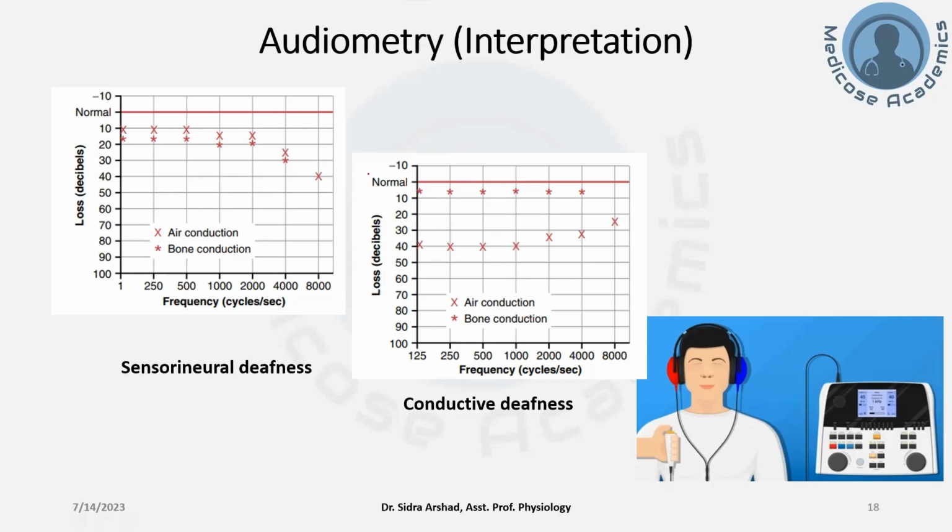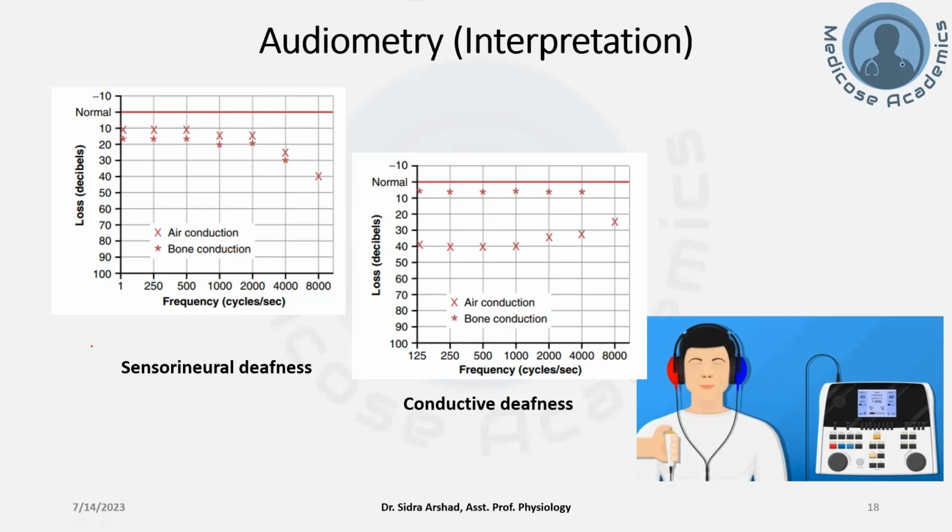These recordings are then plotted on a graph, and this graph is known as the audiogram. So the audiograms can be used to differentiate between the types of hearing loss. They can indicate which type of hearing loss is present, either sensory neural, conductive, or mixed type of hearing loss. And they also tell us how much of the hearing loss is actually there. So let's look at these two audiograms in front of us.